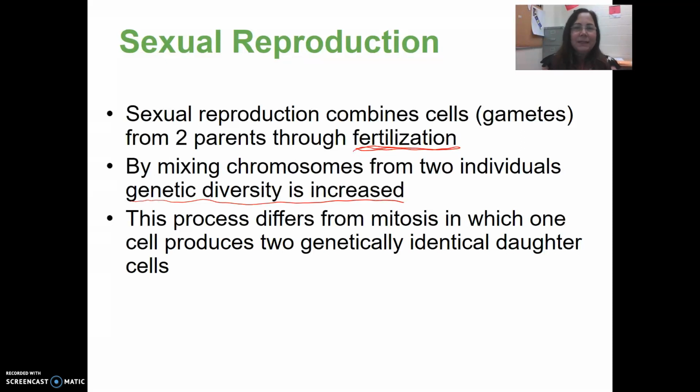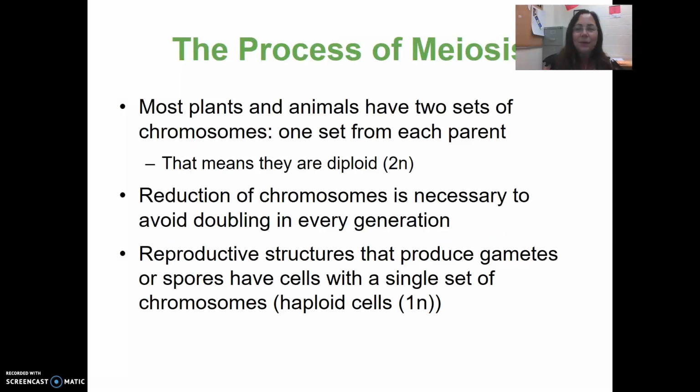The process of meiosis is different from mitosis, in which one cell produces two genetically identical daughter cells. The difference is that in meiosis one cell produces four not genetically identical daughter cells. Therefore, the parent cell is diploid and the four daughter cells are haploid. They only contain half of the chromosomes of the parent. So, sexual reproduction involves the process of meiosis.